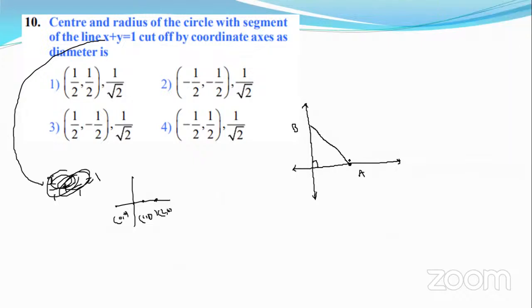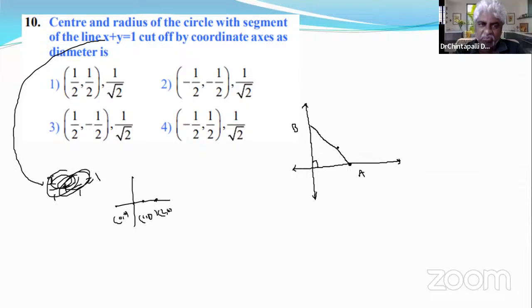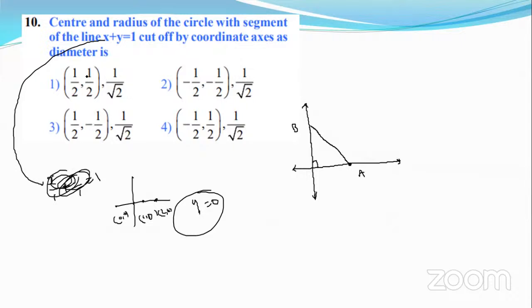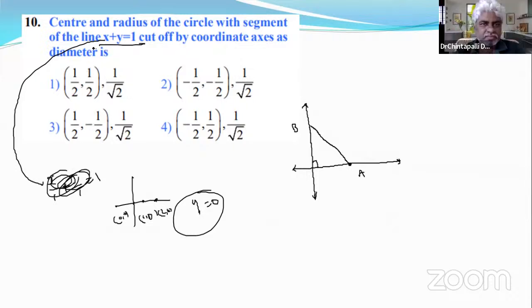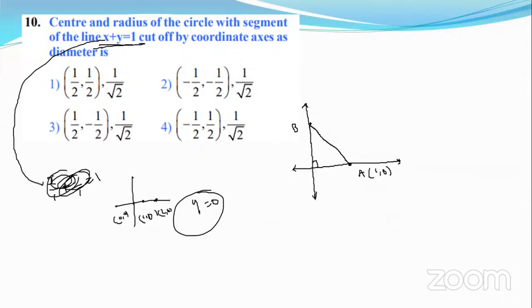To get the x-coordinate of A, we need to put y equal to 0. What happens when we put y equal to 0 in the given equation? We can get the x-coordinate of A. What happens when we put y equal to 0 in this equation? x equals 1. Very good. So the coordinates of A are 1, 0. The coordinates of B are 0, 1.